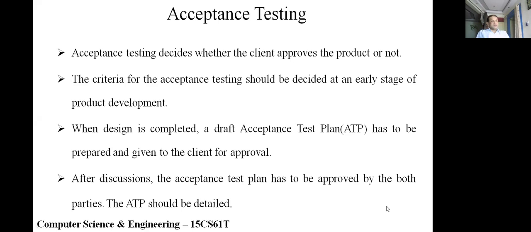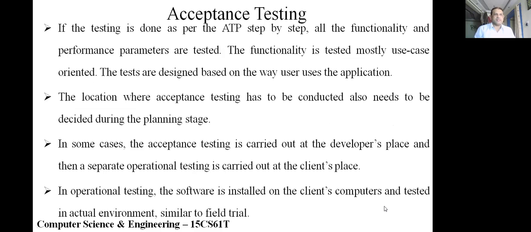Acceptance testing decides whether the client approves the product or not. The criteria for acceptance testing should be decided at an early stage of product development. When design is completed, a draft acceptance test plan has to be prepared and given to the client for approval. After discussion, the acceptance test plan has to be approved by both parties. The acceptance test plan should be detailed. So that is about acceptance testing; we'll discuss what is next.